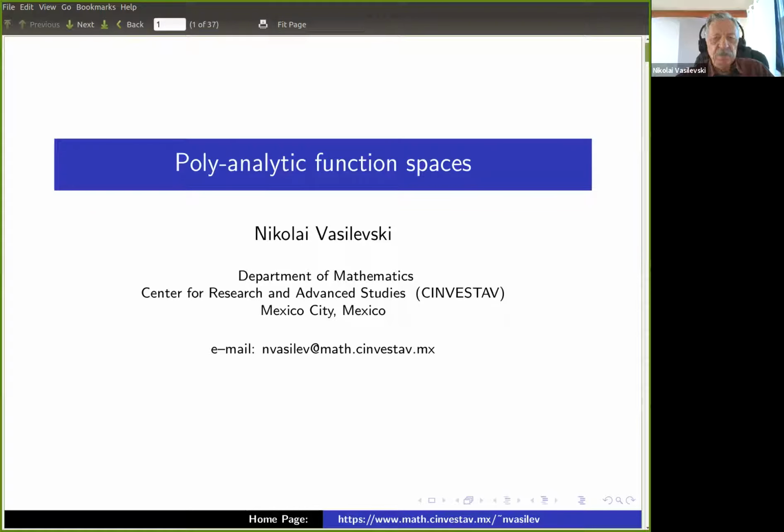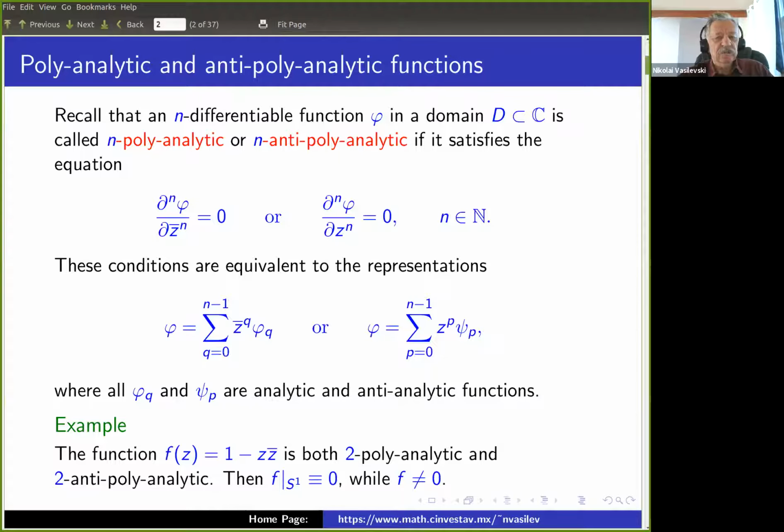So I will speak about polyanalytic function spaces. What's that? It's some kind of close relative of analytic functions, and they are defined as follows. We have an n-differentiable function phi in the domain D in the complex plane. It is called n-polyanalytic or n-anti-polyanalytic if it satisfies the nth power of the Cauchy-Riemann equation. So for n equal to 1, it's just an analytic or anti-analytic function.